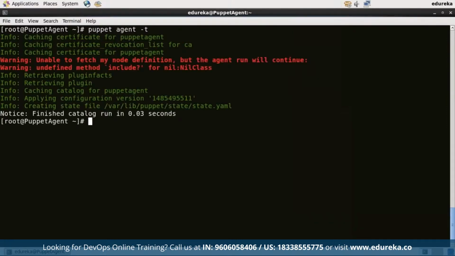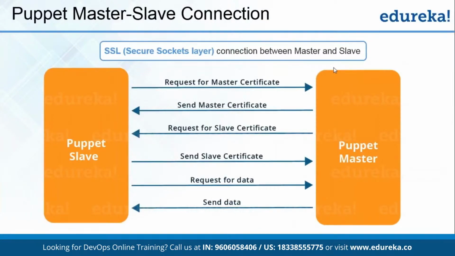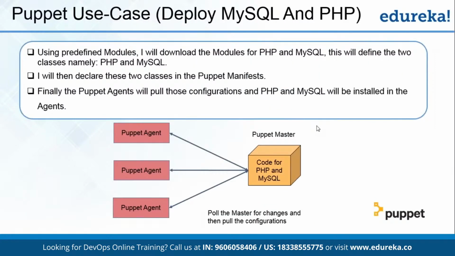Alright, so we have successfully established a secure connection between Puppet master and Puppet agent. So I'll move forward and we'll see what use case I have for you today. In today's session, we are going to deploy MySQL and PHP using Puppet. For that, I'll first download the predefined modules for MySQL and PHP that are there in the Puppet Forge. Those modules will define the two classes, that is PHP and MySQL.